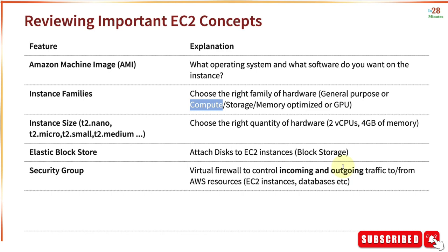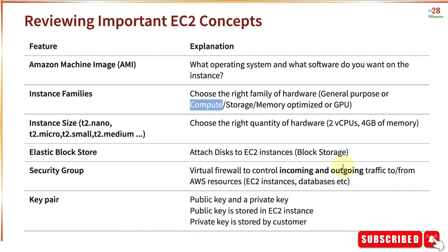The last concept which we are going to review is key pair. Whenever you create an EC2 instance, you can associate a key pair with it. A key pair consists of a public key and a private key. The public key is directly stored in the EC2 instance. And if you'd want to connect to an EC2 instance, you would need the private key. So the private key is stored by the customer, or by you. You are the person who wants to connect to an EC2 instance. So you can store the private key privately and you can use it to connect to the EC2 instance.